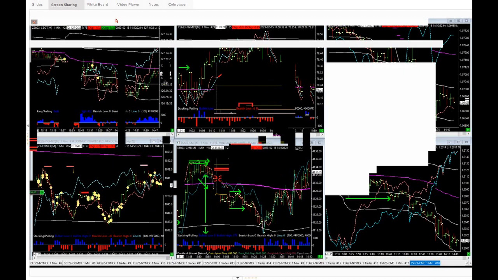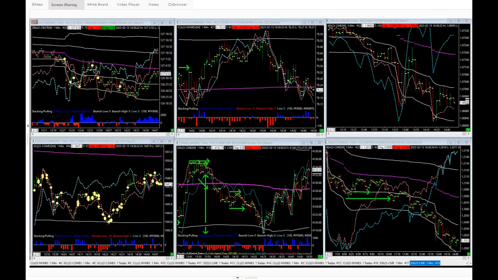And obviously the idea of not marrying a side on this seems to be the right trade at the moment, doesn't it? Because the price is going absolutely nowhere.